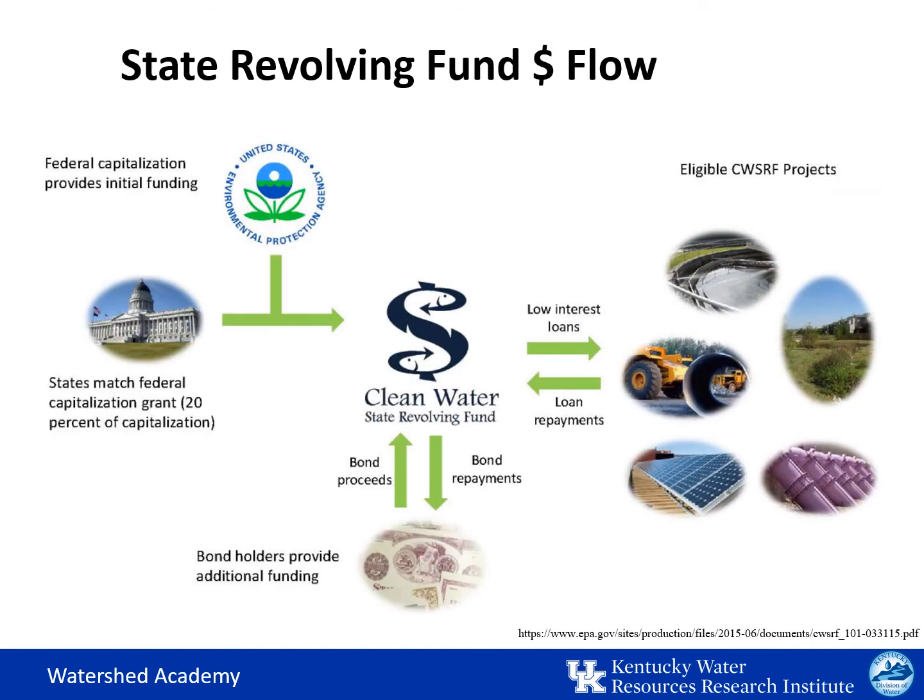This diagram shows how funds flow in the State Revolving Fund, or SRF, program. Federal monies from the EPA flow to the state, and the states provide their 20% match. Bondholders, such as banks, provide additional funding, and the SRF recipients receive and pay back low-interest loans on the amounts to complete their projects.